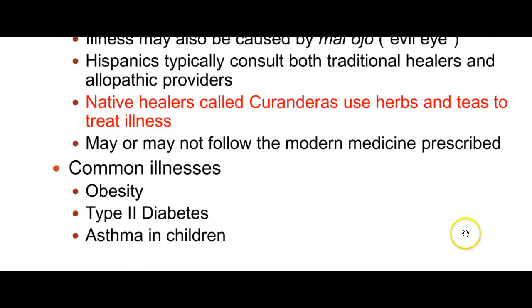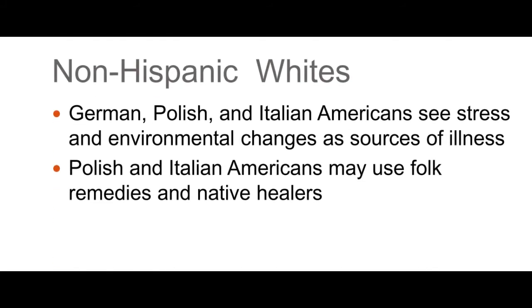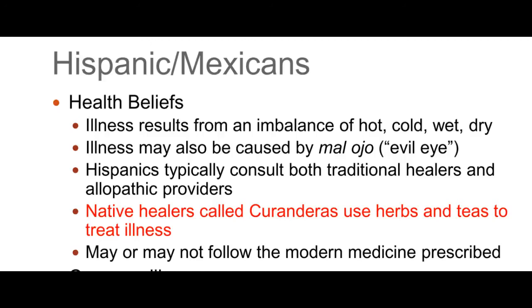Okay. They don't always follow modern medicine whatsoever. Common illnesses: obesity, type 2 diabetes, and asthma in children. I think that's pretty much it. Back to the Hispanic Mexican population and pretty much the American Indian population, metabolic syndrome has just run rampant. They have no means to change their diet to a healthy diet either. They are sometimes the poorest of the poor.